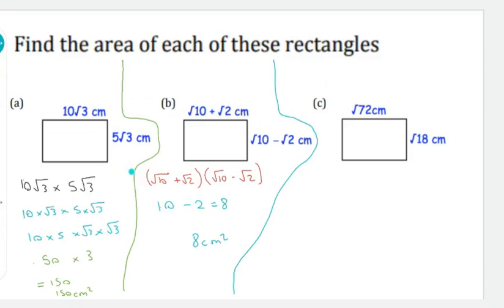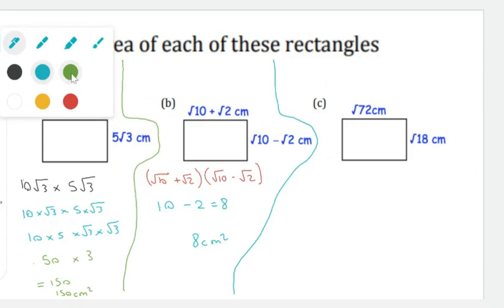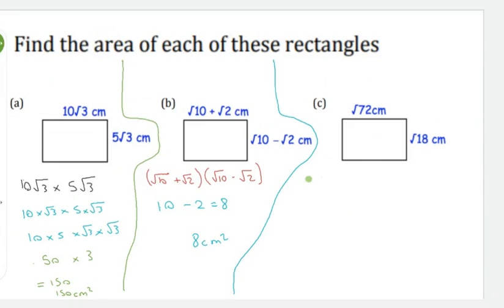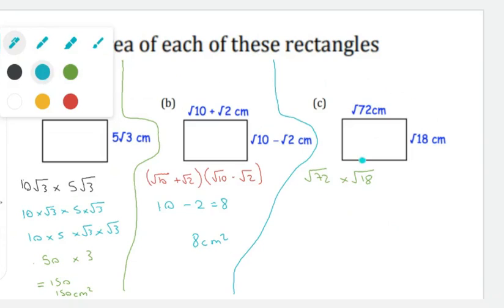And then this last one, you do root 72 times root 18, right? How can we make this easier for ourselves? We can make it 6 root 2 times 3 root 2.